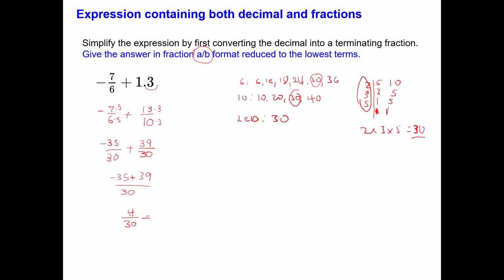And we can reduce this fraction, we can divide by 2. 4 divided by 2 is 2. 30 divided by 2 is 15. Then this equals 2 over 15. Then this answer is in the A over B format, and we reduced it to the lowest term.